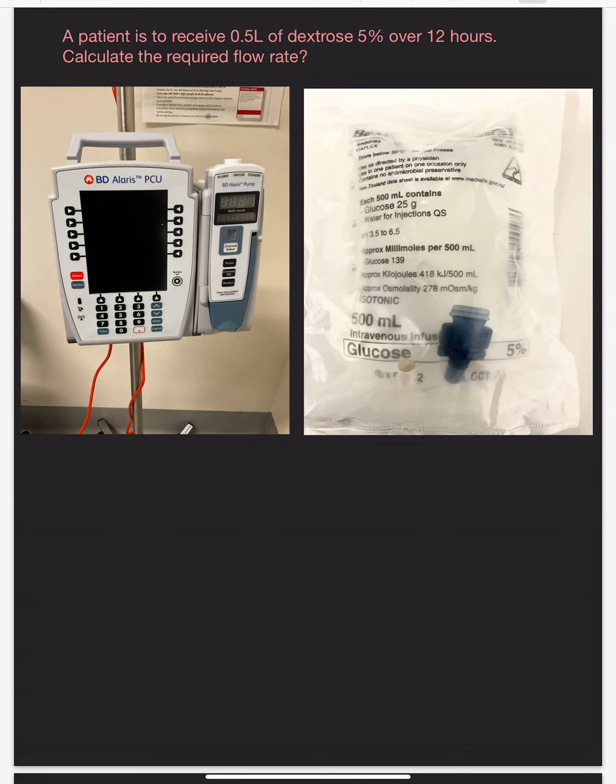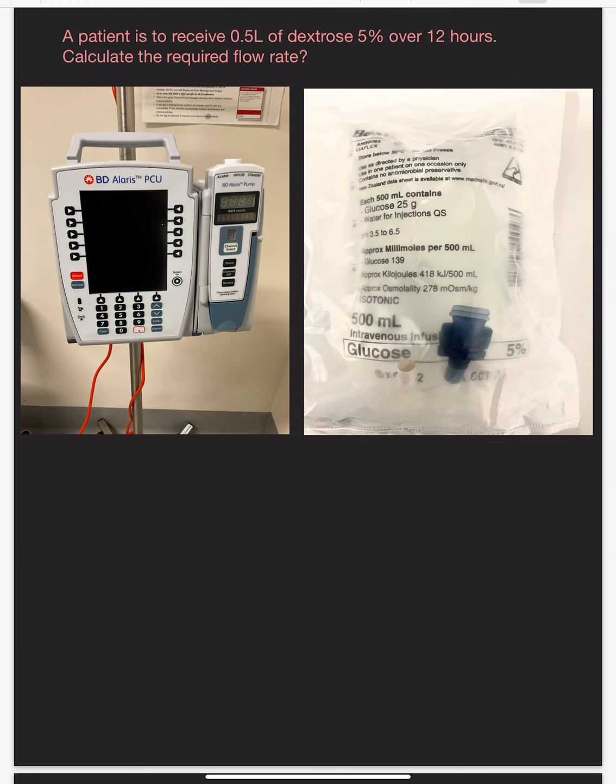For today's video, I'll demonstrate how to calculate the flow rate, or the rate of administration, of intravenous fluids or medications as required to be given by the veins. So here we've got a patient who requires to receive 0.5 liters of dextrose 5% to be given over 12 hours. The 0.5 liters needs to keep running for 12 hours.